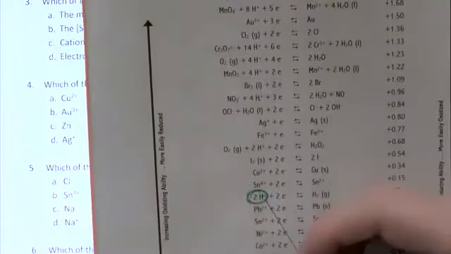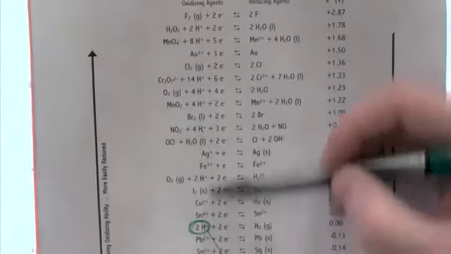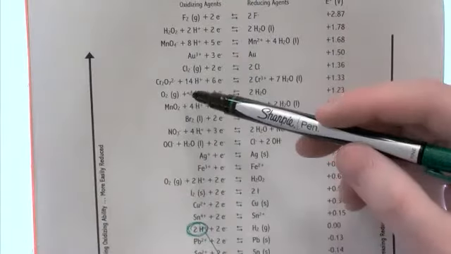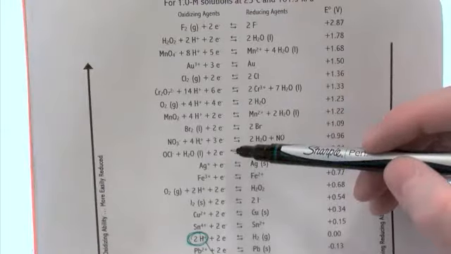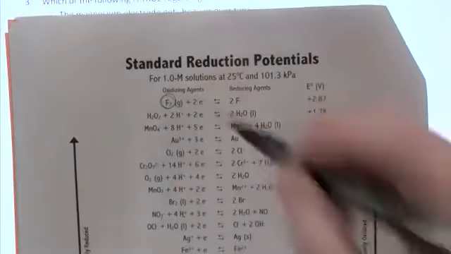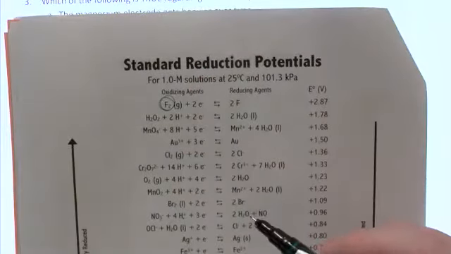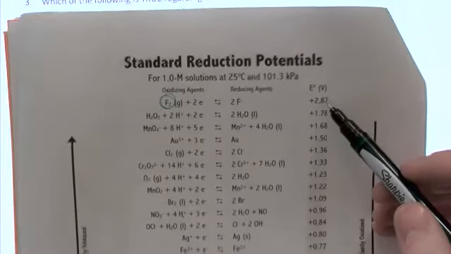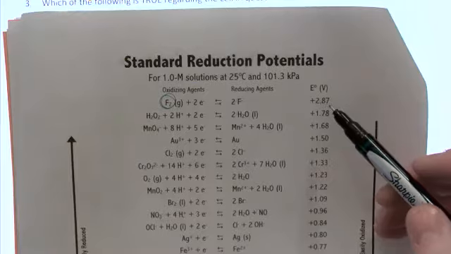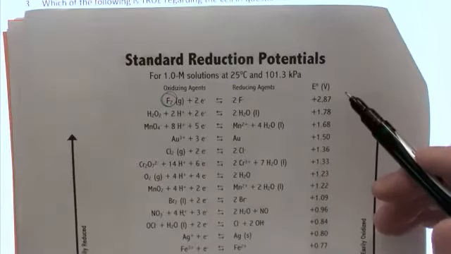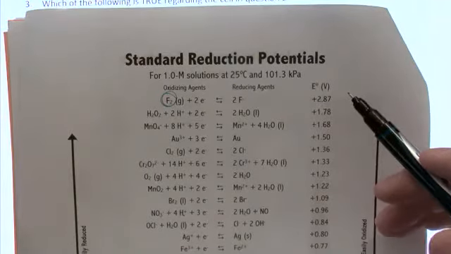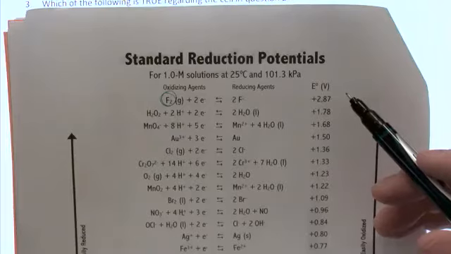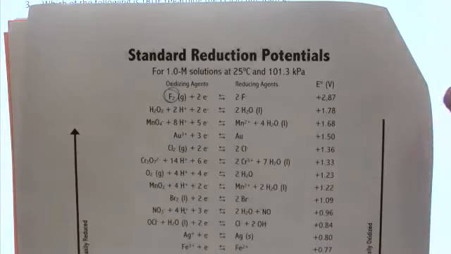Did you notice, everything on the left is being reduced, isn't it? They're gaining electrons. What can you say about fluorine at the very top? It's got the biggest reduction potential, doesn't it? So fluorine would be the most easily reduced, wouldn't it? Now, what do you call a thing that gets reduced? Reduced. An oxidizing agent. That's what I was looking for. It's the oxidizing agent in the reaction, isn't it?